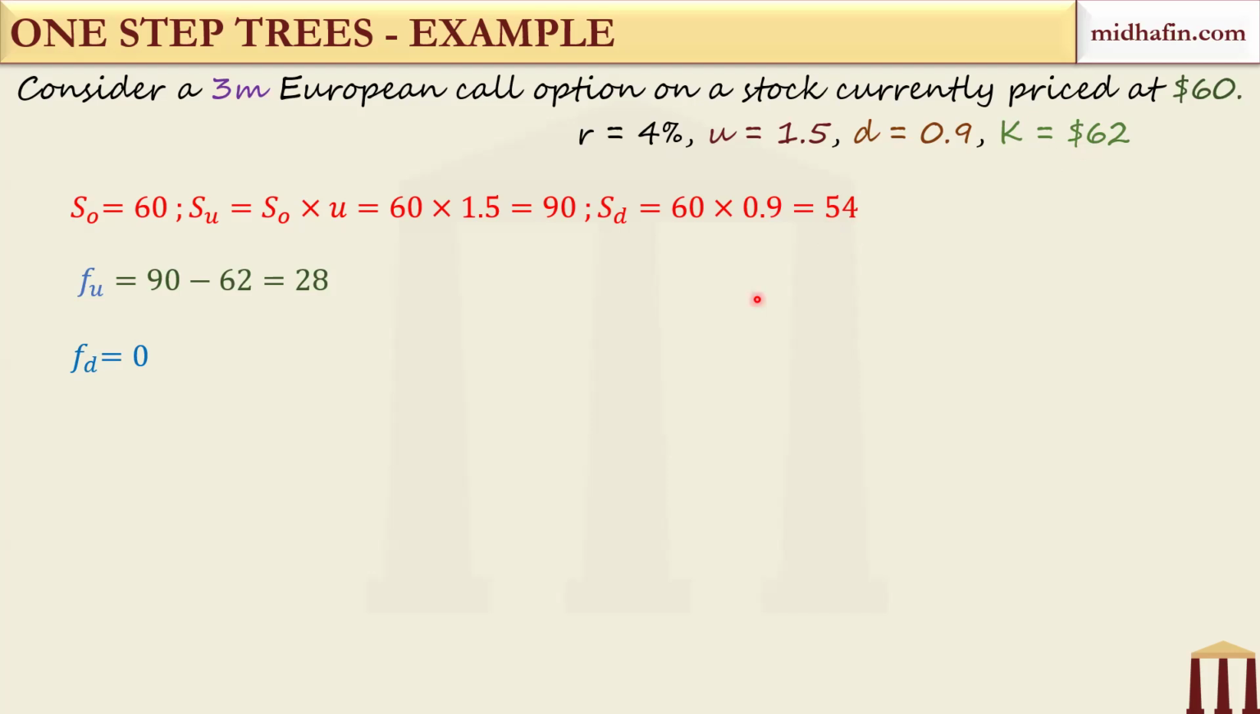Now, as I said, you can find P like this. P is equal to e raised to the power RT minus D divided by U minus D. So please send what is the value for P quickly.